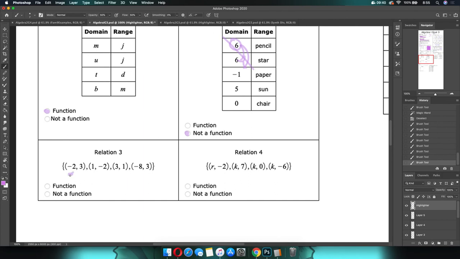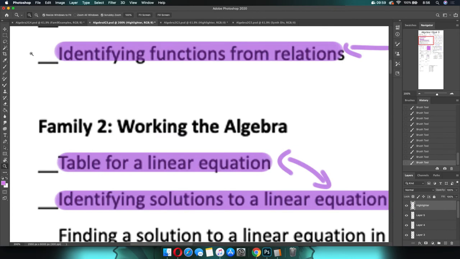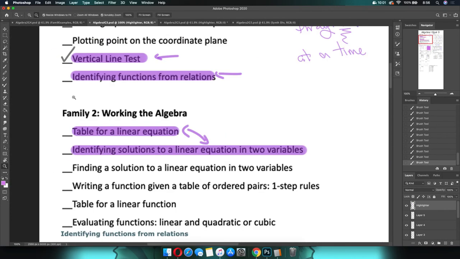Let's see here. -2, 1, 3, -8. None of these are the same number, therefore it's a pass. R, K, K, nope, fail, because the K's started to repeat. That's what this particular topic is going to be doing: identifying functions from relations. So that's 2 of these that are now done.